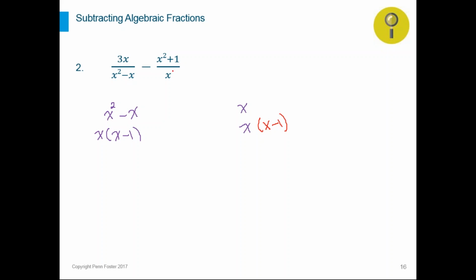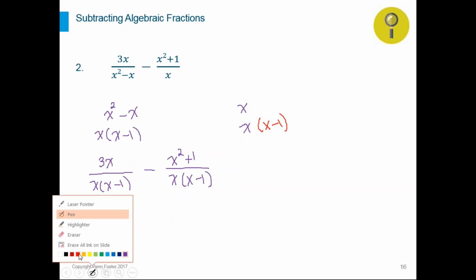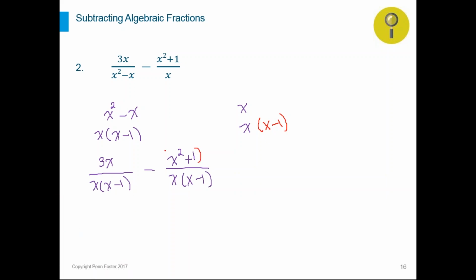Let's bring the change then to the numerators. So let's rewrite everything to be clear: 3x over x times x minus 1, minus x squared plus 1 over x times x minus 1. Well, this is in red because this is the factor. And remember, we're multiplying the whole numerator times the factor, x minus 1. Okay.